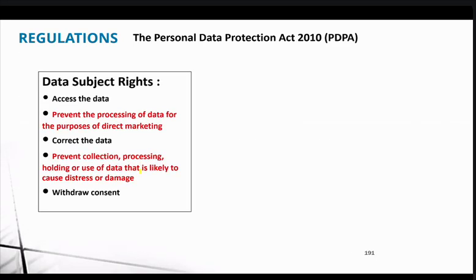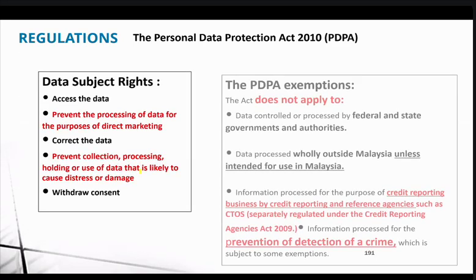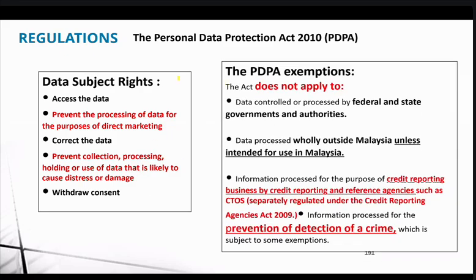These are on the left side, the rights of data subject. On the right side, these are the exceptions to PDPA. And the Act doesn't apply to these 3: federal and state governments and authorities, data processed only outside Malaysia unless intended for use in Malaysia, and credit reporting business by credit reporting agency.